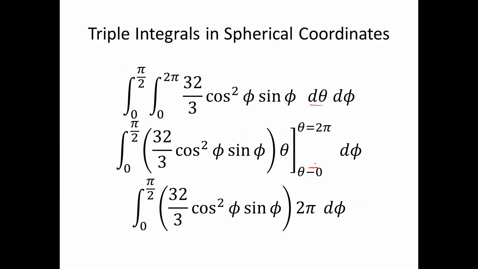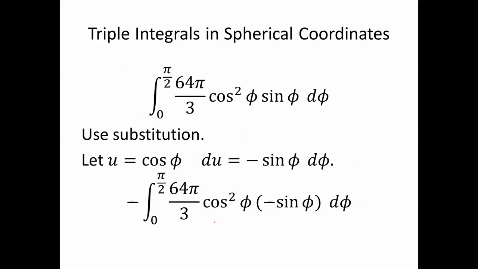Let's see, plug in theta equals 2 pi, and we end up with this. Plug in theta equals 0, we get nothing. So we end up with the integral from 0 to pi over 2 of 64 pi over 3 cosine squared phi sine phi d phi. Use substitution. We're going to let u equal cosine phi, and du is negative sine phi d phi. Notice we don't have a negative sign. Pardon the pun. So we're going to multiply the inside by negative 1 and the outside by negative 1.